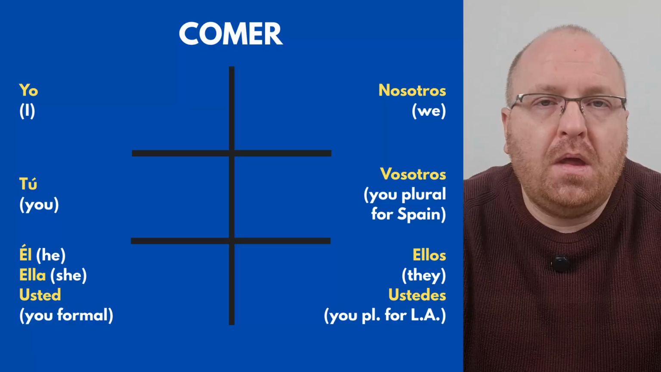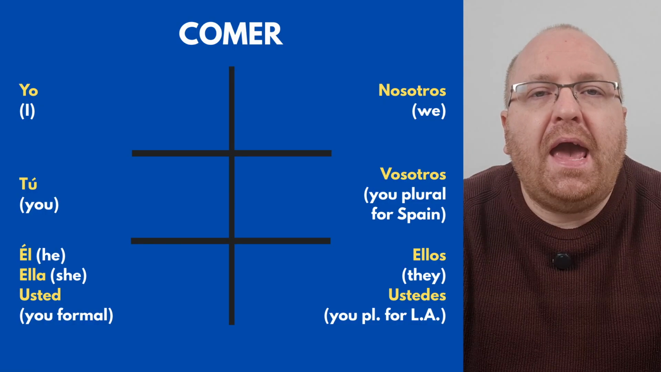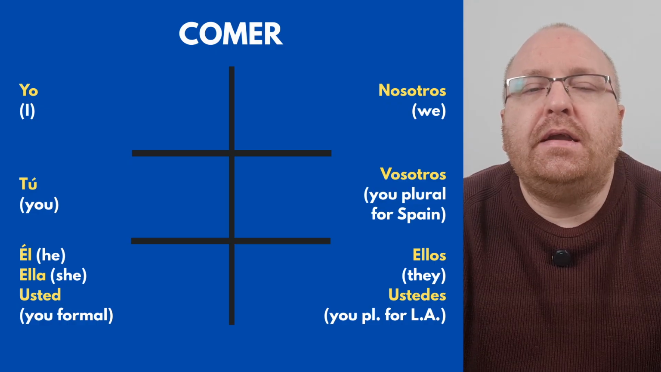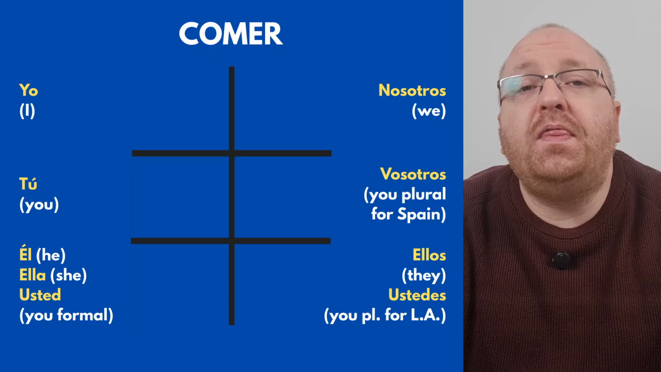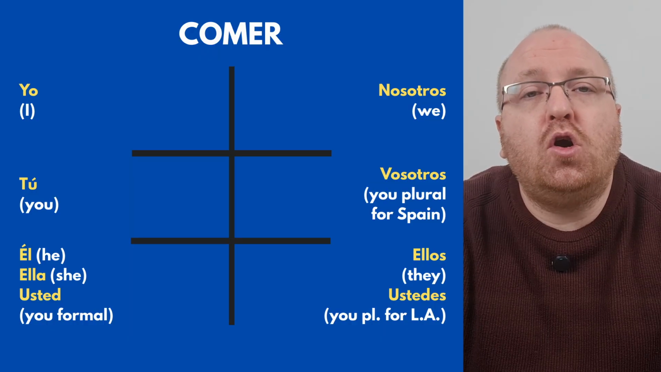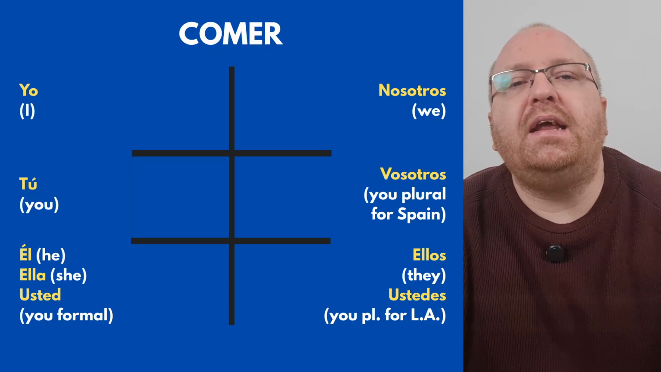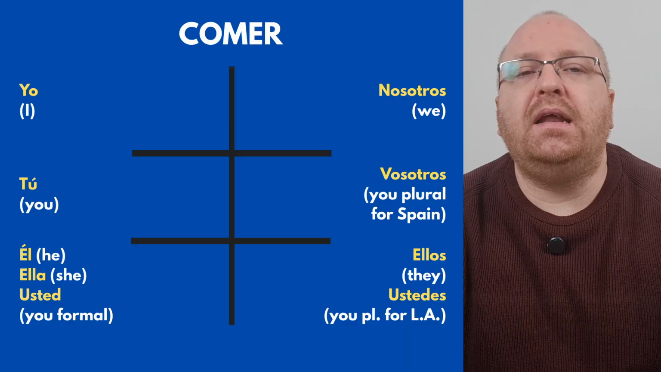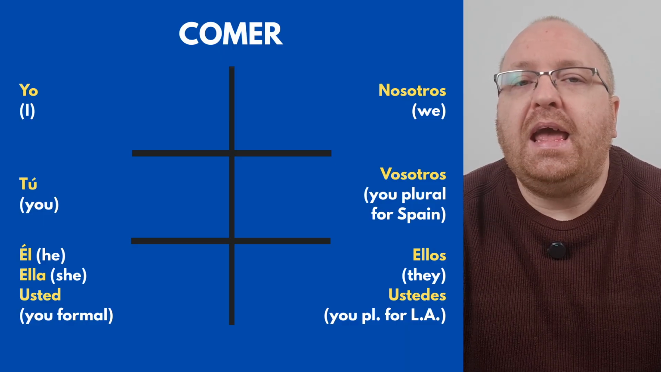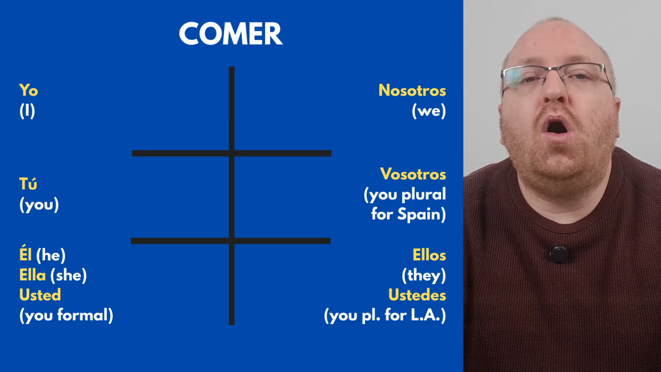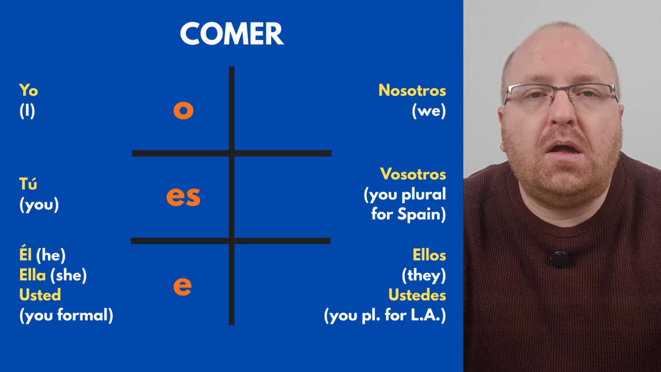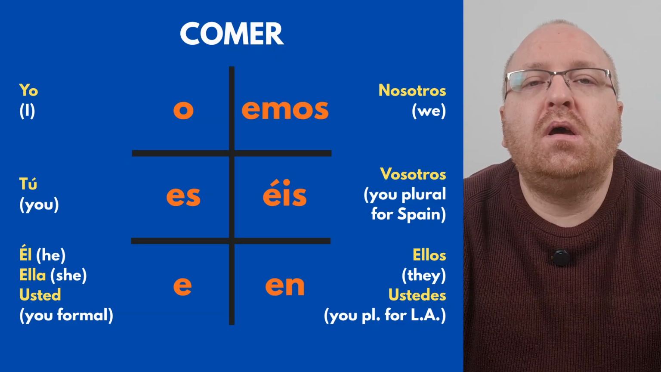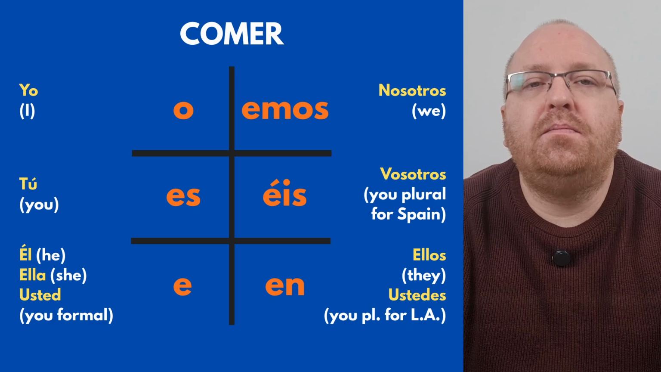Okay, so now let's do the same thing with an ER verb. Our ER verb is comer, which means to eat. Now, just like before, we start by removing the ER ending. Removing the ER ending leaves us with the stem com. So now I'll add in each of the 6 present tense endings for ER verbs. In the left-hand column, we have o, es, e. And in the right-hand column, we have emos, éis, en.